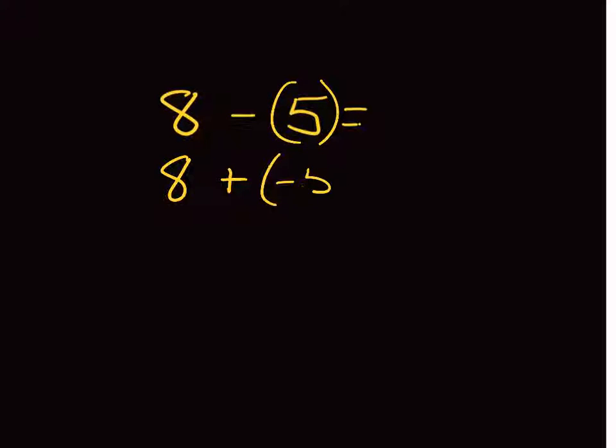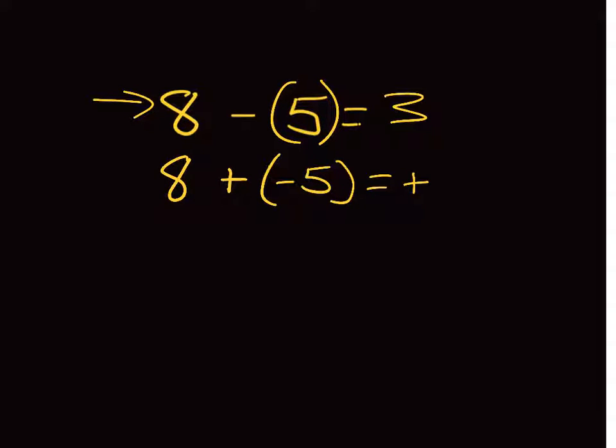Negative 5. Now, we already know what the answer to this is. What is the answer to the first one? 3. So if I'm right about this theory, then this should turn out to be the same answer. So I've got 8 plus negative 5. Should that answer be positive or negative? One's positive, one's negative. It'll be positive because I have more positives.